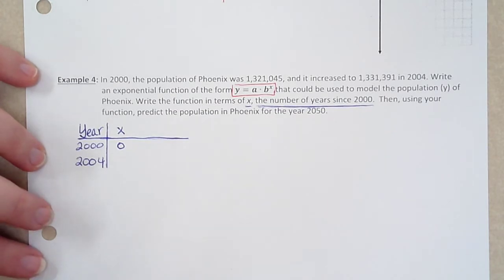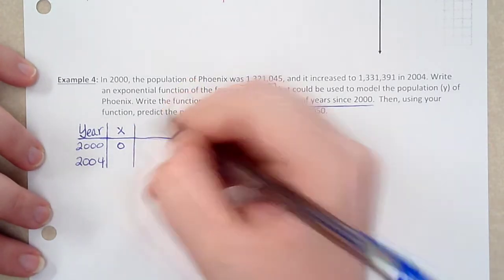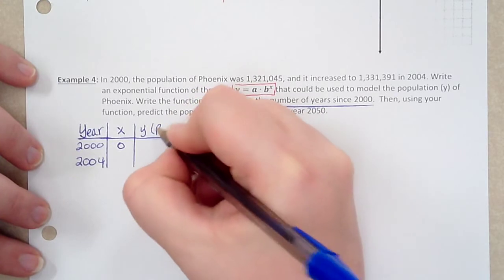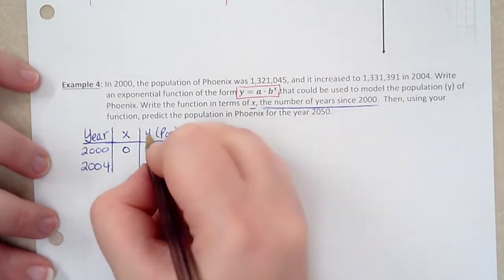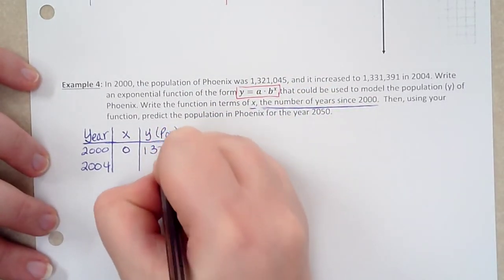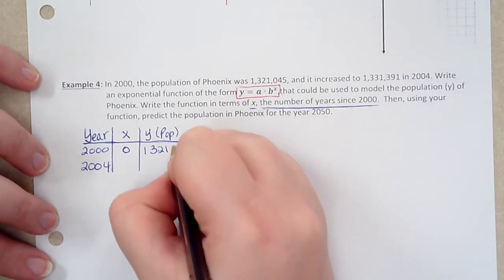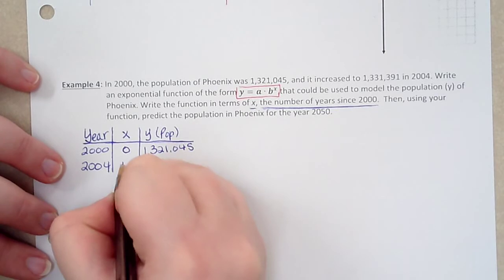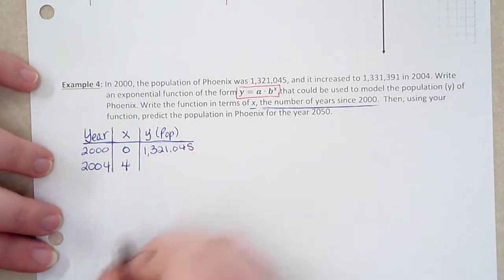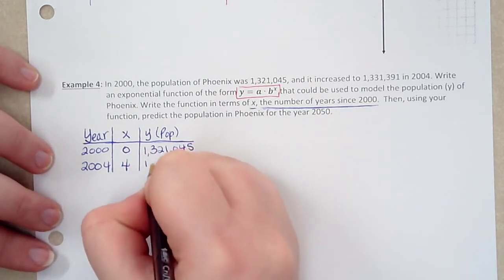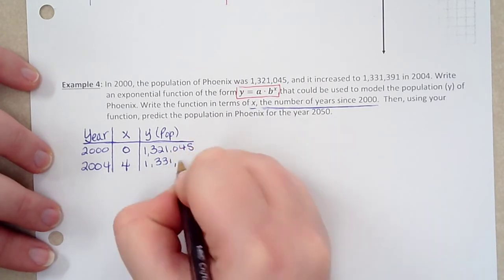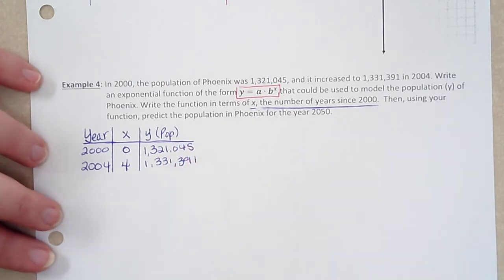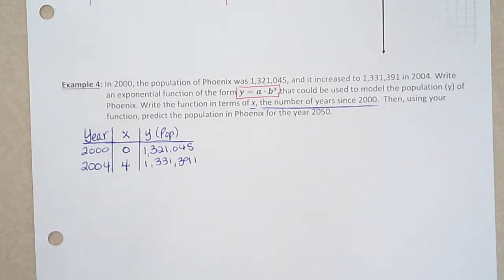No years have passed. And in my y, I'm going to put my population. So in 2000, I know it was 1,321,045 people. When 4 years passed since 2000, they had a population of 1,331,391. So how are we then going to create this function that we need?